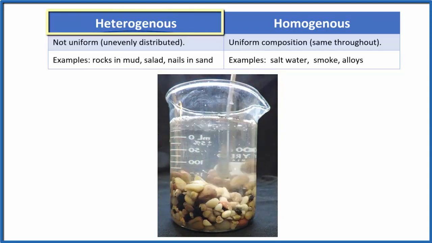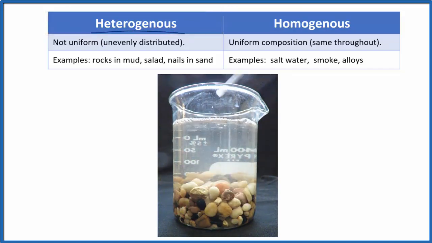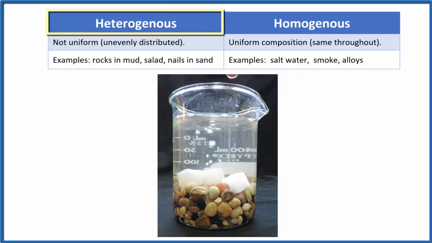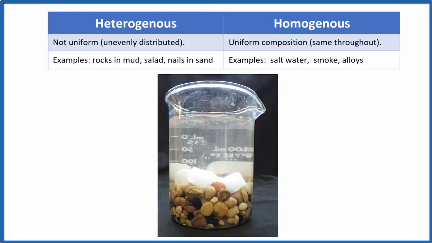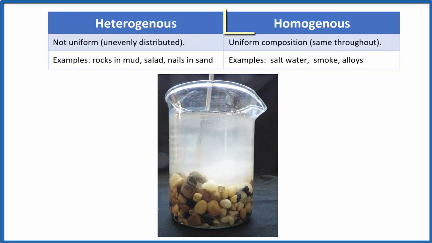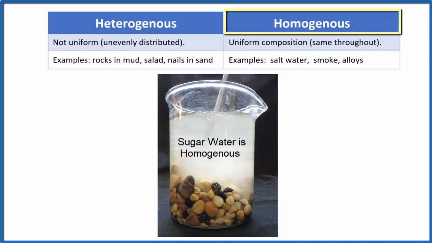Even if we shake it up, we can't evenly distribute those rocks throughout the water. They always fall to the bottom. We could drop sugar cubes in, but it would still be heterogeneous because they're all clumped together as well. They're not evenly distributed throughout the water. But if we shook it up, stirred it up, then the sugar would dissolve, and then the sugar water, just the sugar water, that would be homogeneous because it would be uniform in its composition, distributed evenly throughout.